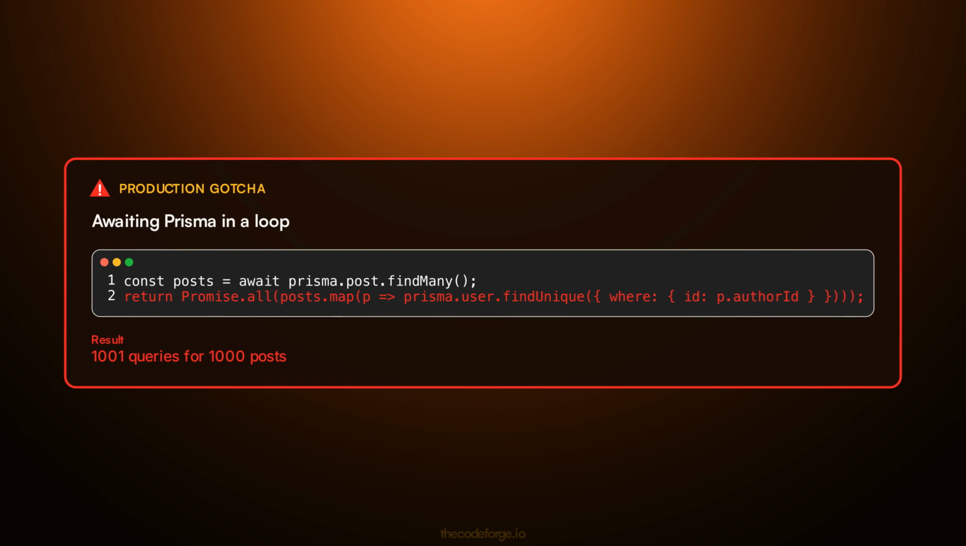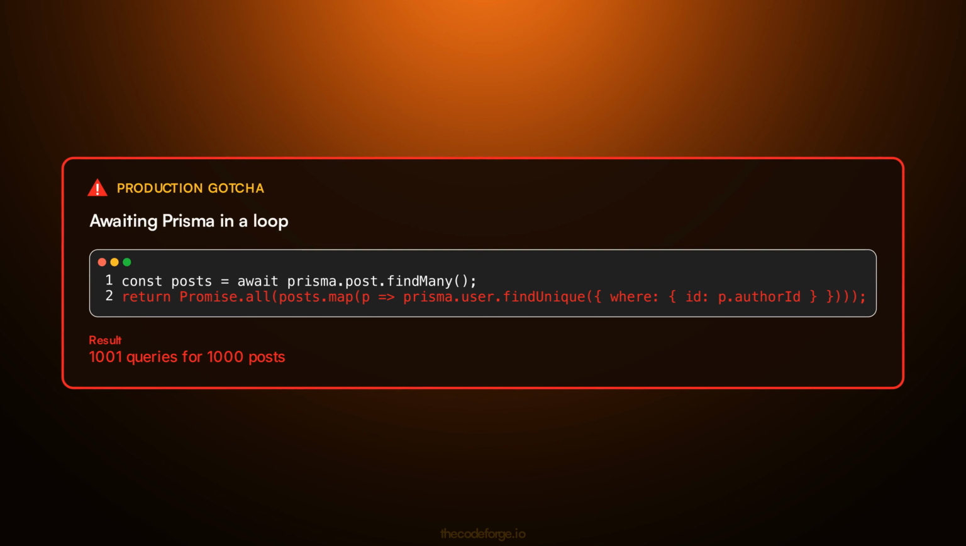This is the N+1 problem. For 1,000 posts, you make 1,001 database round trips. In production with 10K rows, this causes connection pool exhaustion as queries queue up.